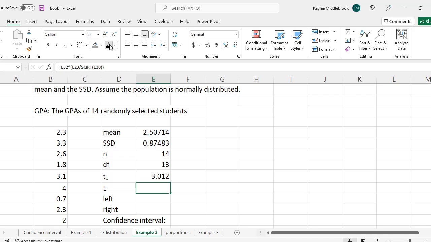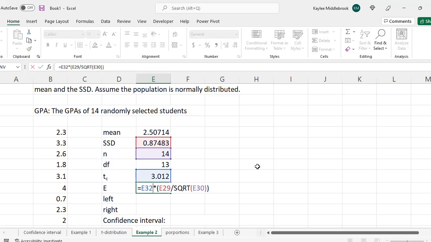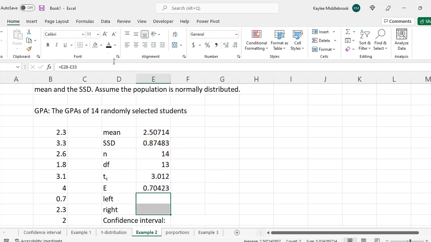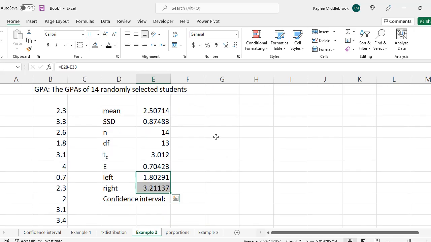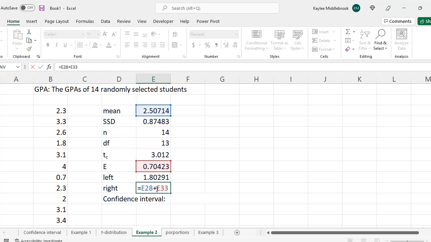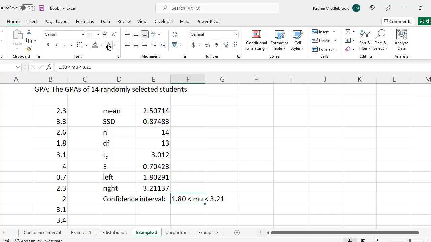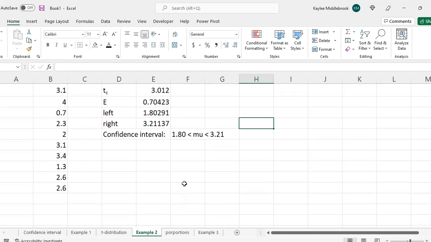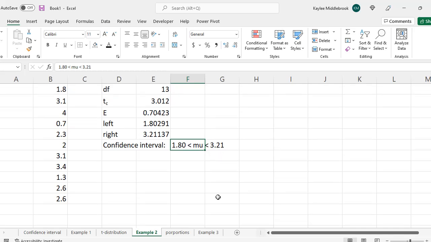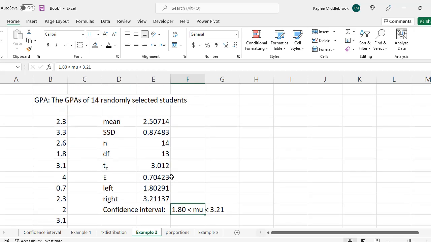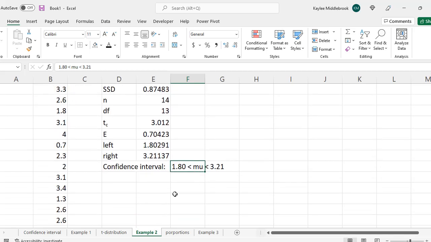For our error, we're going to use that same formula that we did before, where we take our critical value and multiply that by our standard deviation divided by the square root of n. And then, again, for our two sides, we'll just take the mean and subtract the error, and then mean and then add the error. And then for the confidence interval, again, we're just going to place the left-hand side, mu, and the right-hand side. Right here where we have 1.8 is less than mu, which is less than 3.21. And then thankfully, that's all we have to do: construct the confidence interval, and we're done.